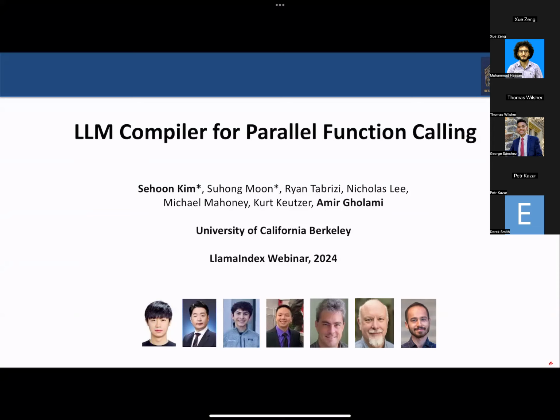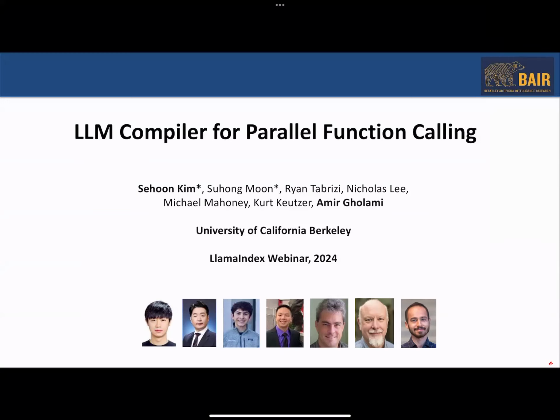Today, we're very excited to share with you our work on LLMCompiler, which is really a first attempt to create a compiler for using agents, basically. And this is a joint work with Sehoon, who's joining me today. Sehoon Moon, he's the other first author of the paper. He's a fifth-year PhD student at Berkeley. Ryan Tabrizi, he's a third-year undergrad working with us, contributed significantly to the work. Nicholas Lee, he's also a first-year PhD student, as well as Michael Mahoney and Kurt Keutzer.